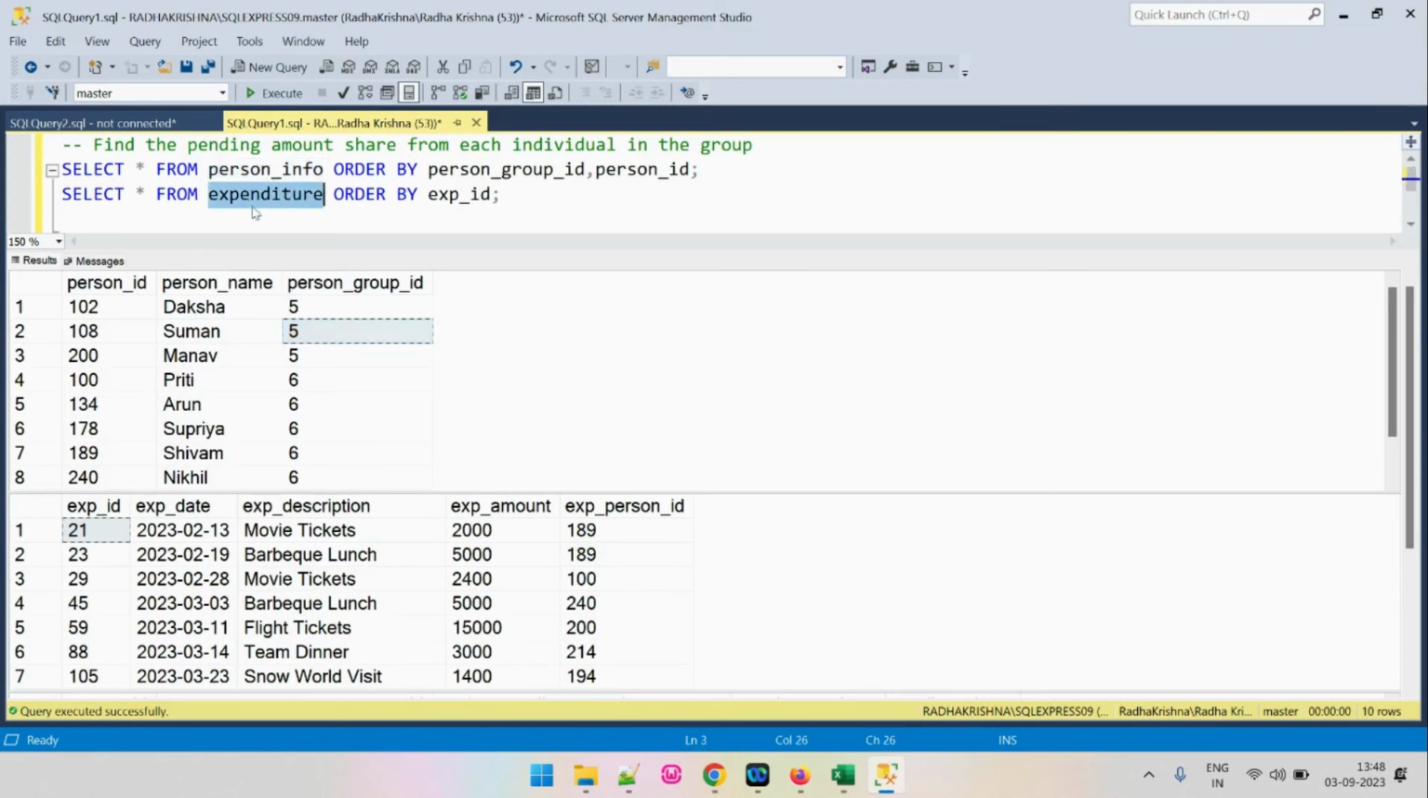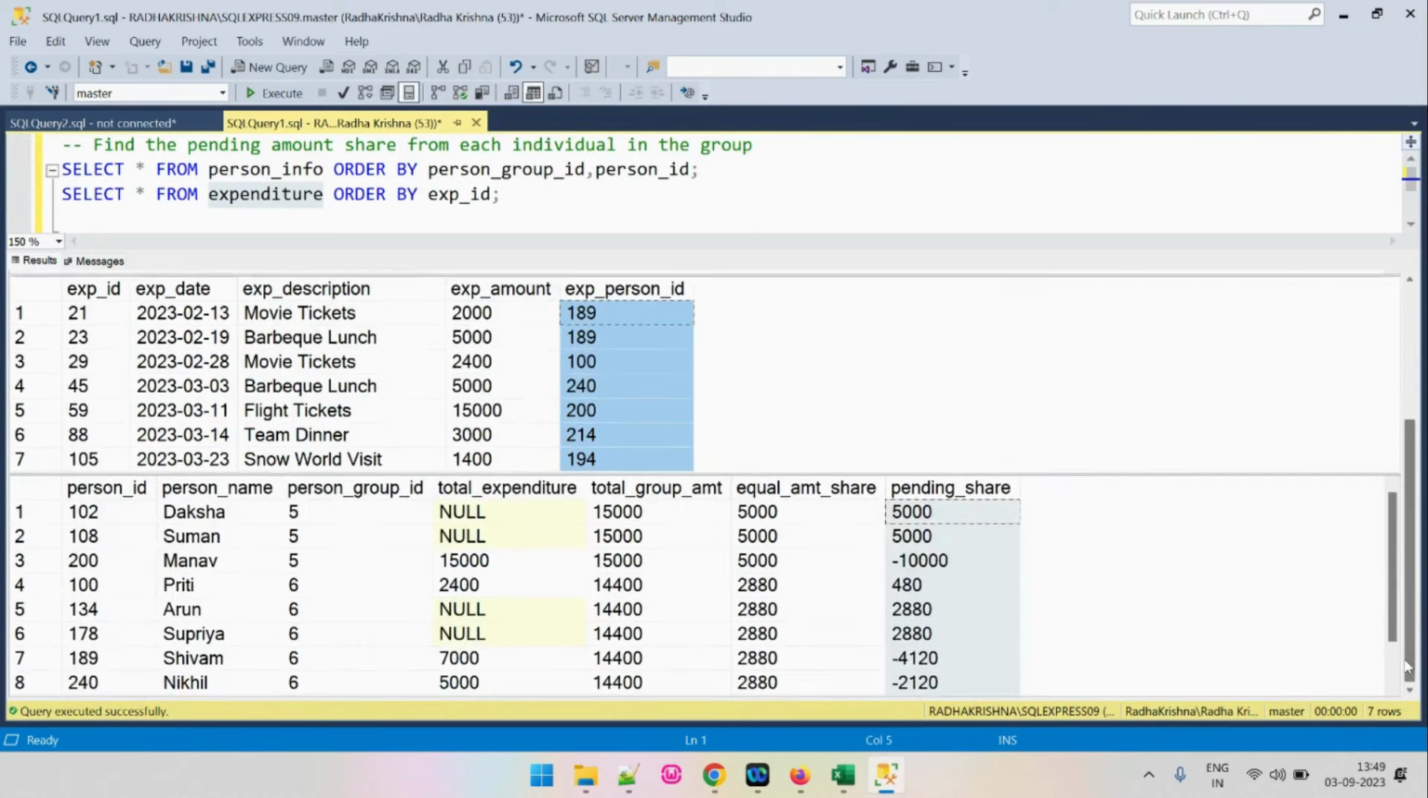The second table is expenditure. This table has the below columns: exp ID, which is the ID of the expenditure; exp date, that is the date of the expenditure; exp description, that is the item on which expenditure was done; exp amount, that is the amount that was used for the expenditure; exp person ID, that is the person who has done the expenditure. So now this is the second table. These are the input details that we have.